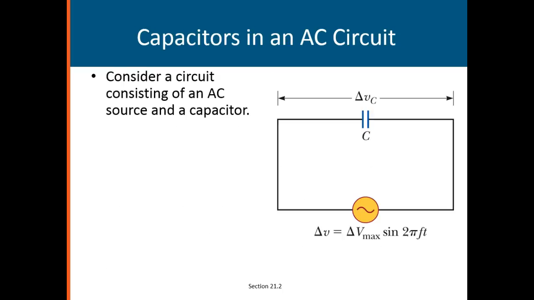Now we move to capacitors. It's 21.2, capacitors in an AC circuit. AC stands for? Alternating current. Consider a circuit in which an alternating current source, there's your power source, and a capacitor. Okay? Now here's your delta V, is your delta V max. This is instantaneous change of voltage. This is your maximum change of voltage, sine 2 pi ft, just like we saw before. That hasn't changed. The voltage across the generator is the same as the instantaneous voltage across the capacitor.